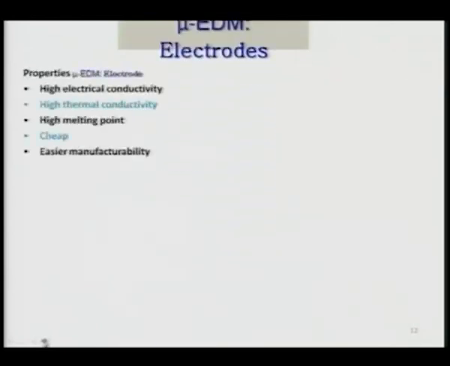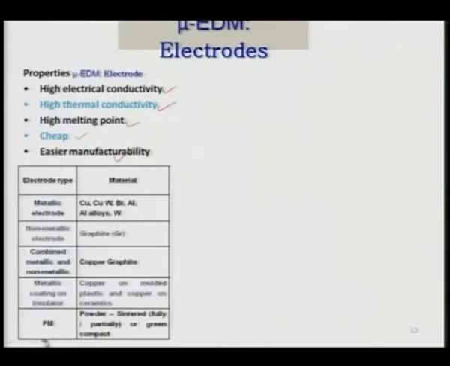You can prepare micro EDM electrodes. Properties of the micro EDM electrode: it should have high electrical conductivity, high thermal conductivity, and a high melting point. It should be less expensive, and manufacturability should be easy, so that you can make electrodes of different shapes and sizes. Electrode type and material are given here.